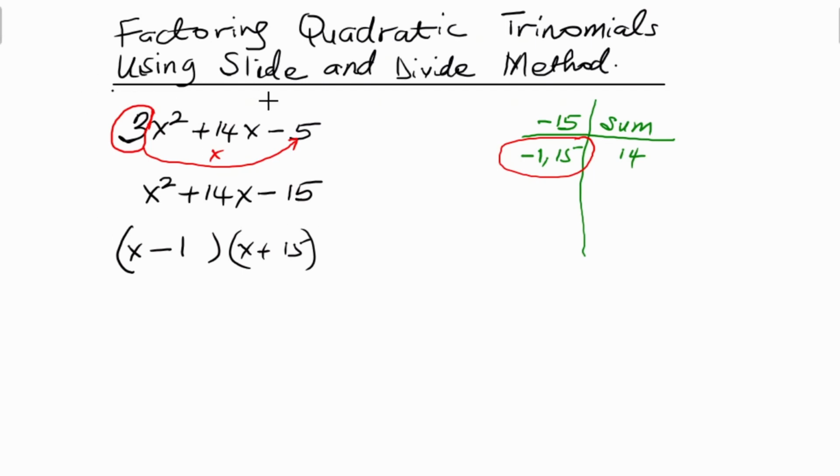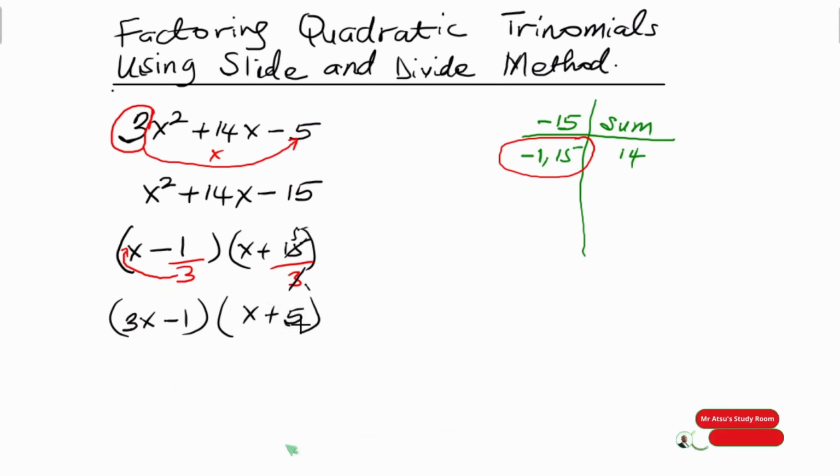After the slide, don't forget to divide by the same number, which is the leading coefficient. So we divide each of the factors by 3, and simplify. Anytime we have a division that cannot give us a whole number, we will slide the denominator to the x to give us 3x minus 1. But this side we can simplify to give us a whole number. So 3 goes here, 1 goes here, 5. And that will be x plus 5. And this becomes the factors of this expression.